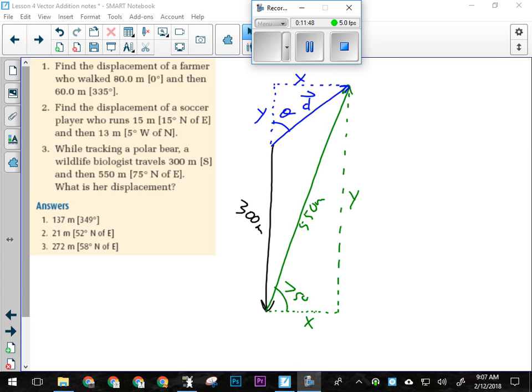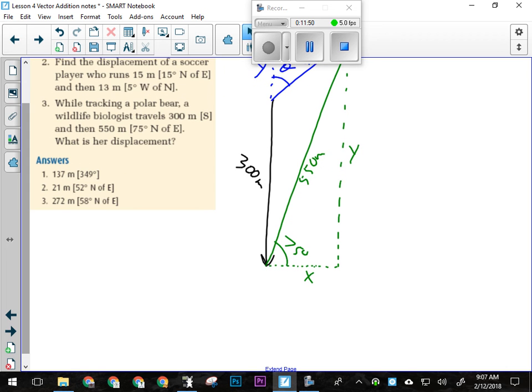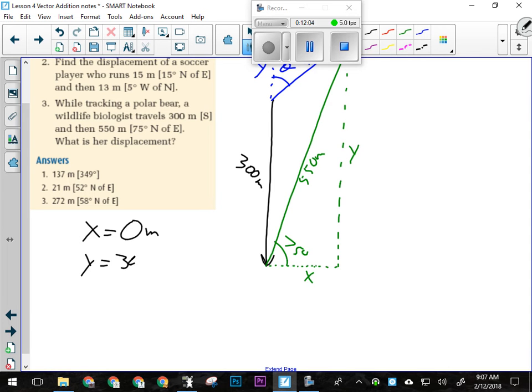So we have to find our x and y components for the green triangle. We don't really need to find them for the black line because the x component on that one is 0 meters. It doesn't go east or west, so we don't have an x component there. And the y component is 300 meters south. And then for our green triangle, x is going to be the cos of 75 because it's the adjacent side, times 550 meters.